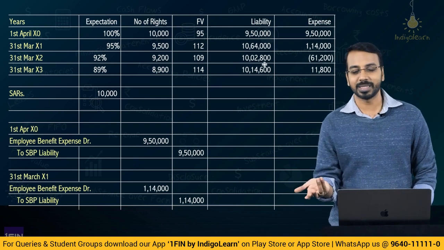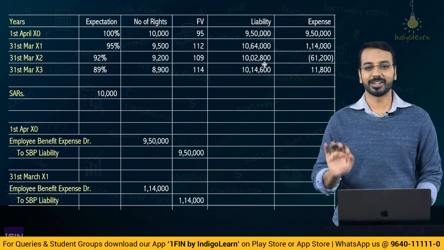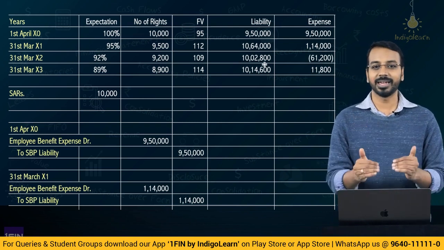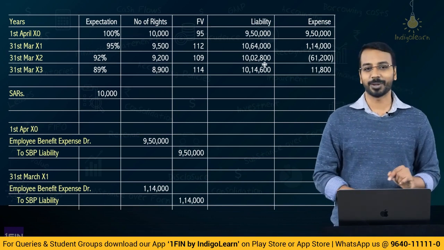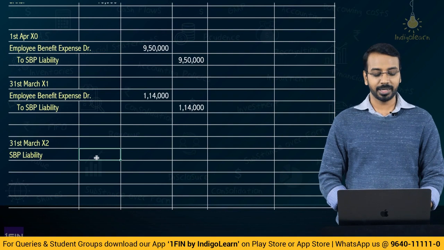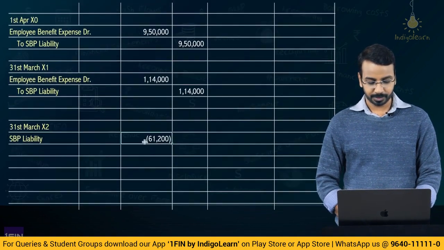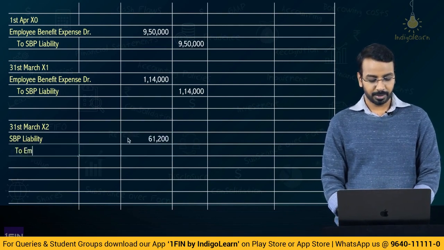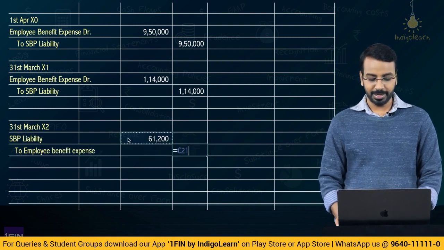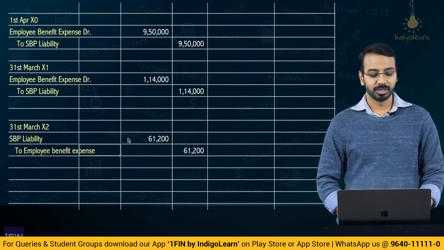Sir, how can we credit the expense? See, those golden rules of accounting, debit expense, credit income, is for a foundation level. In real life, if there is a reduction in expense, you will have to credit the expense. If there is a reduction in income, you have to debit the income. Okay. So, SBP liability, debit 61,200 to employee benefit expense 61,200. And friends, you can have negative items even in expenses account. Okay, so that is not the thing to be worried about.